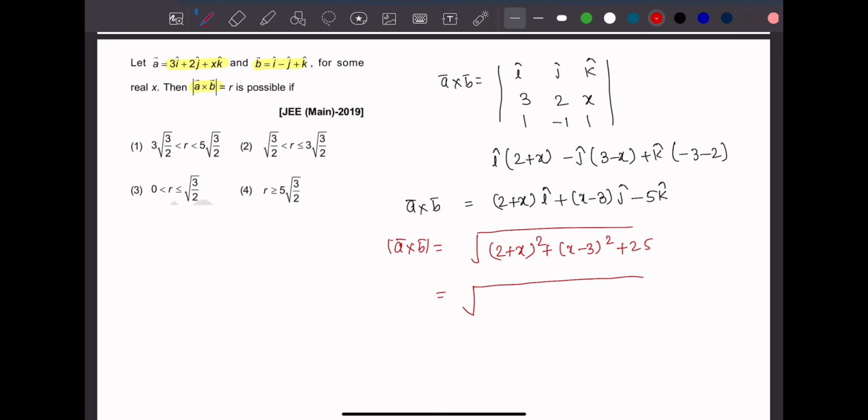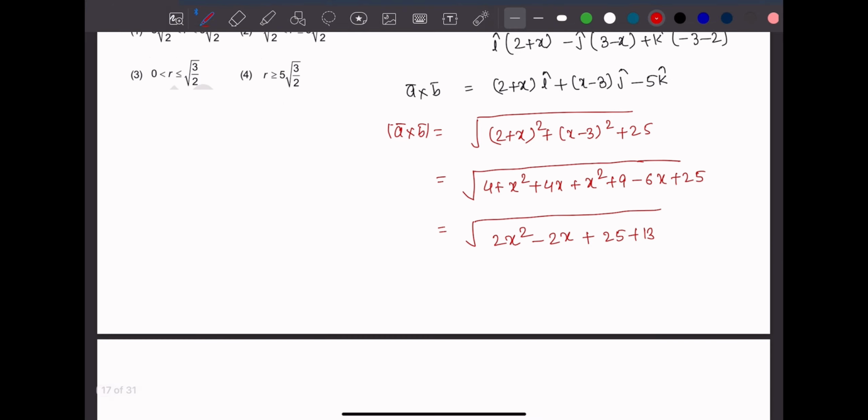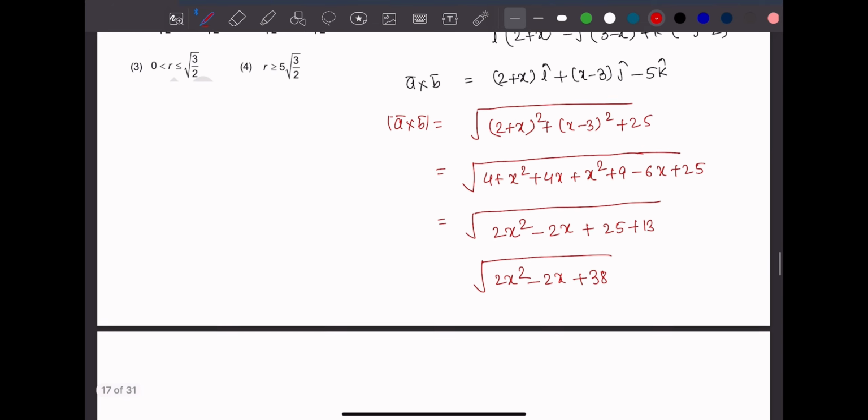Okay, use a plus b whole square formula and a minus b whole square formula. We are getting 4 plus x square plus 4x plus x square plus 9 minus 6x and plus of 25, which means we are getting 2x square minus 2x and plus of 25 plus 13. 25 plus 13 is what, 38 we are getting here. Okay, so 2x square minus 2x and plus of 38, that is our r.